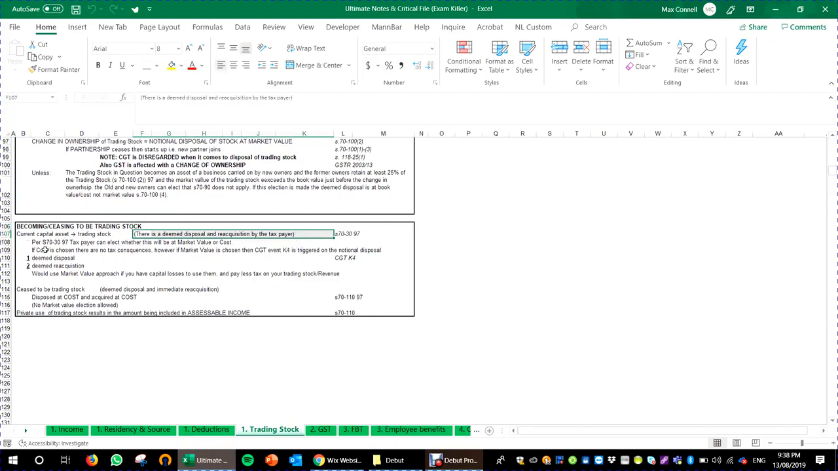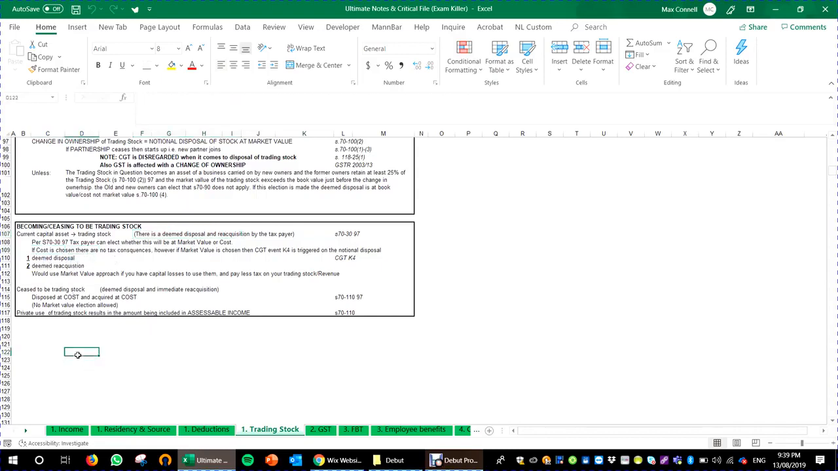Now, per this section, the taxpayer can elect whether this will be at market value or cost. If cost is chosen, there are no tax consequences. However, if market value is chosen, the CGT event K4 is triggered on the notional disposal. Right, so what happens? Let's say we've got a capital asset and we've chosen this becoming trading stock. So basically what happens is a deemed disposal. So that's going to trigger a capital gains event because you are disposing of the good, right?